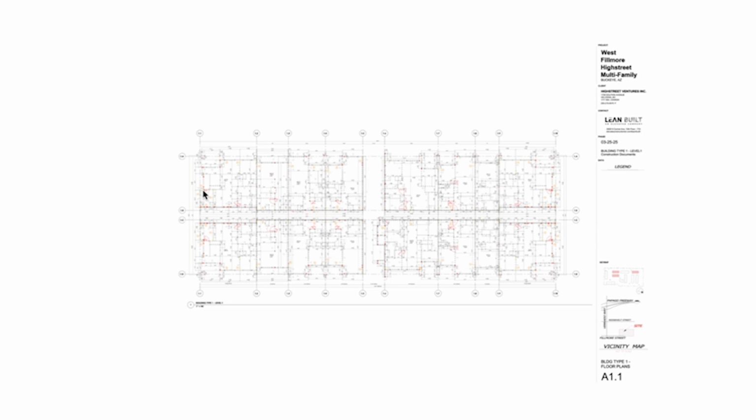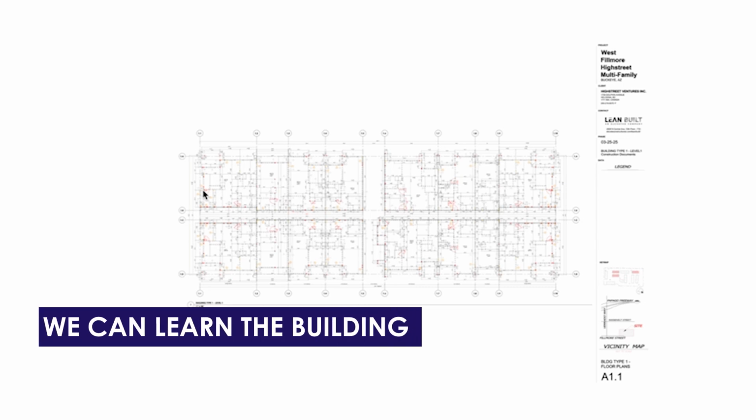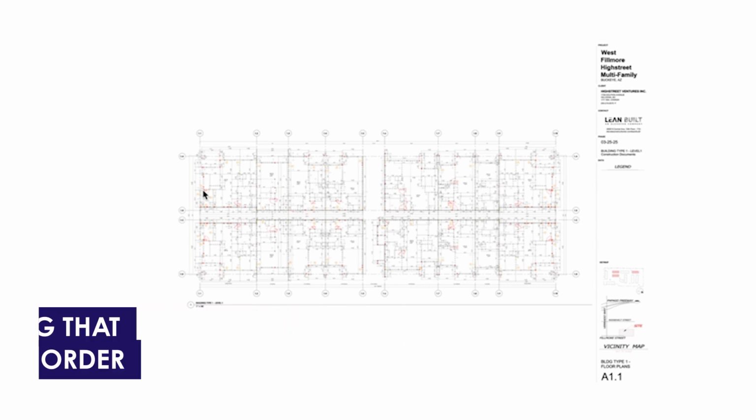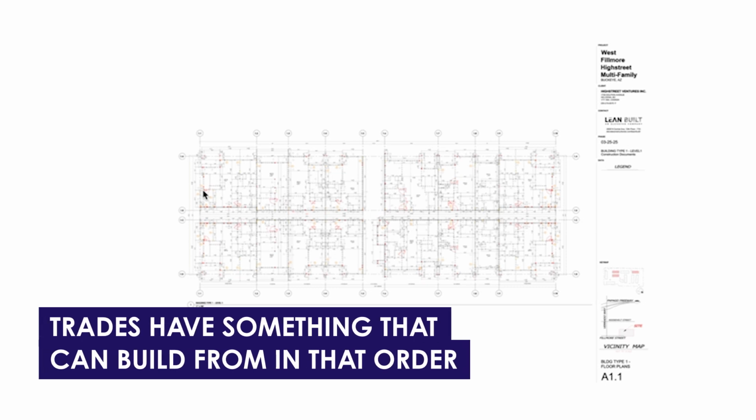Remember, a lift drawing is lifting all the pertinent information from multiple sets of drawings and putting it in one location so that you can build it. If you can't draw it, you can't build it. And I'll leave you with this one last bit of advice. We do lift drawings, number 1, so we can learn the building, number 2, so we can find problems in advance, and number 3, so that the trades have something they can build from, in that order.